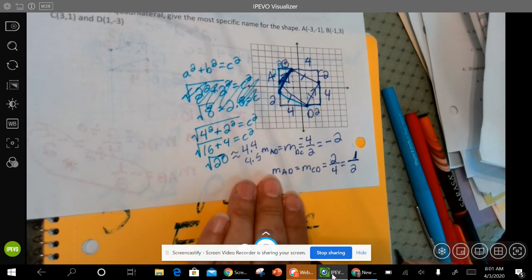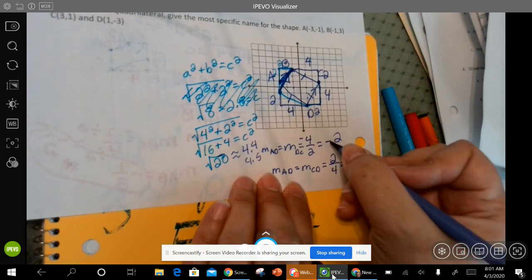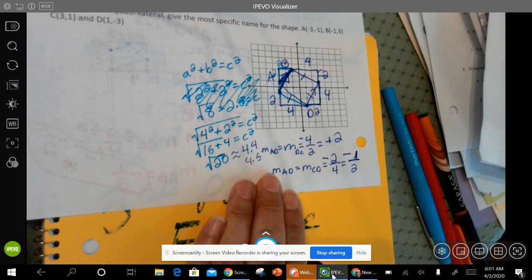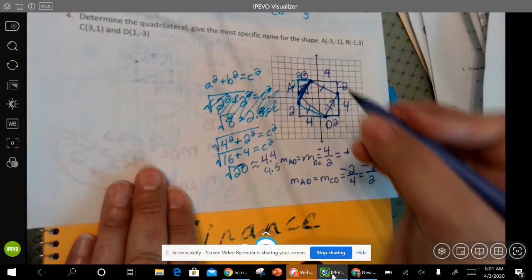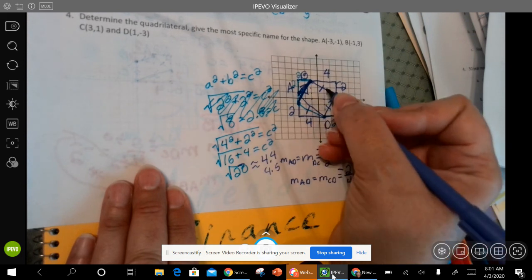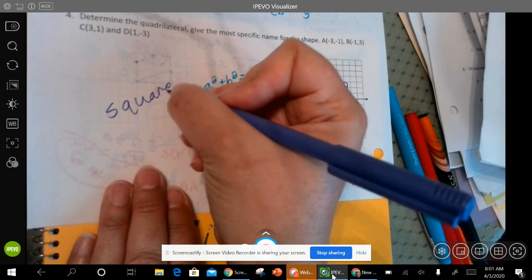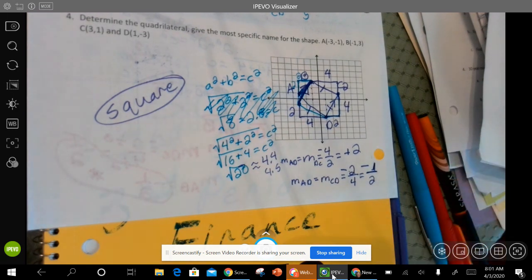Oh, these are going uphill. It's going downhill. Okay, I'm trying to look at this and do all this stuff at the same time. So this means, everybody, that their opposite sides are parallel. They're also congruent. So that means that this is a square. Okay, good luck, everybody. You got this.